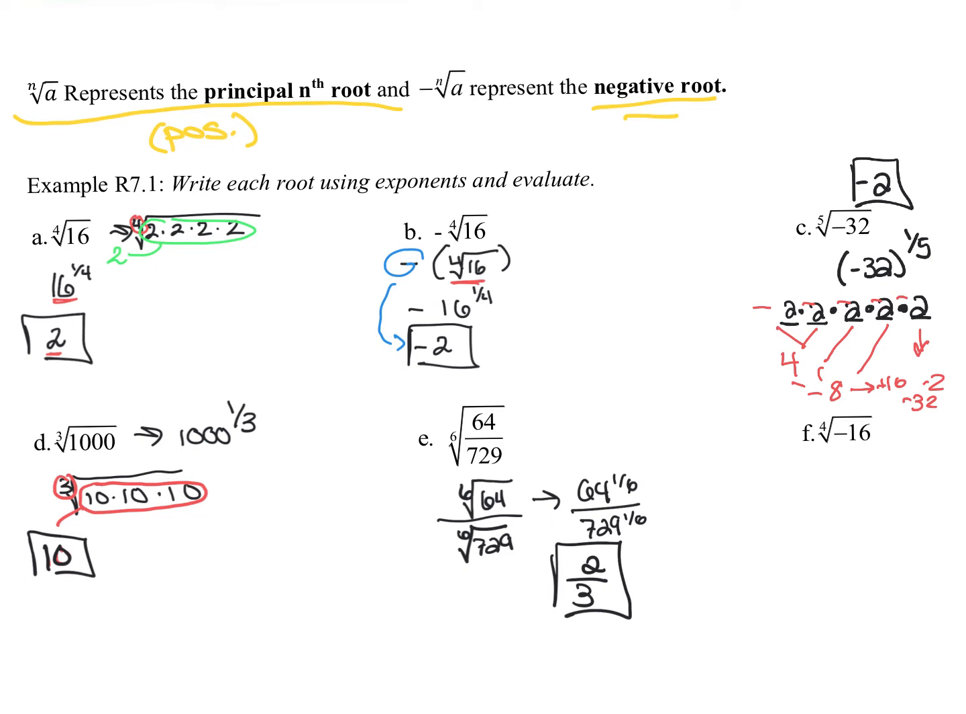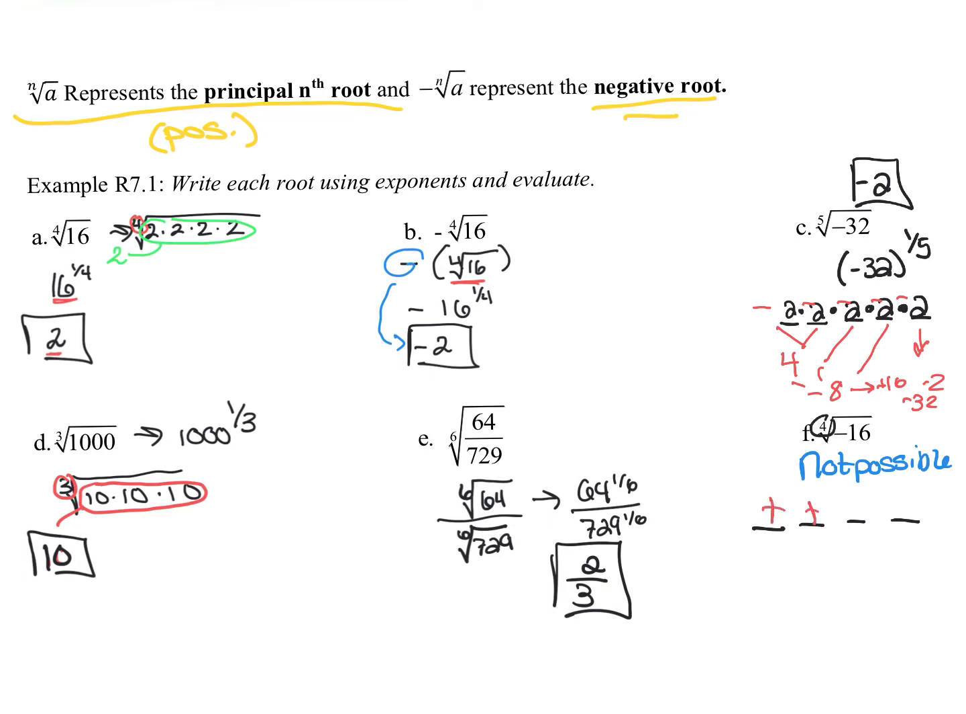Letter F, that's a tricky problem. The answer to this problem is not possible. And the logic behind that is the following. This says the fourth root. So I need something 4 times. So 1, 2, 3, 4. Well, if these 4 things, they either have to all be positive or all be negative. They can't change. They have to be exactly the same.